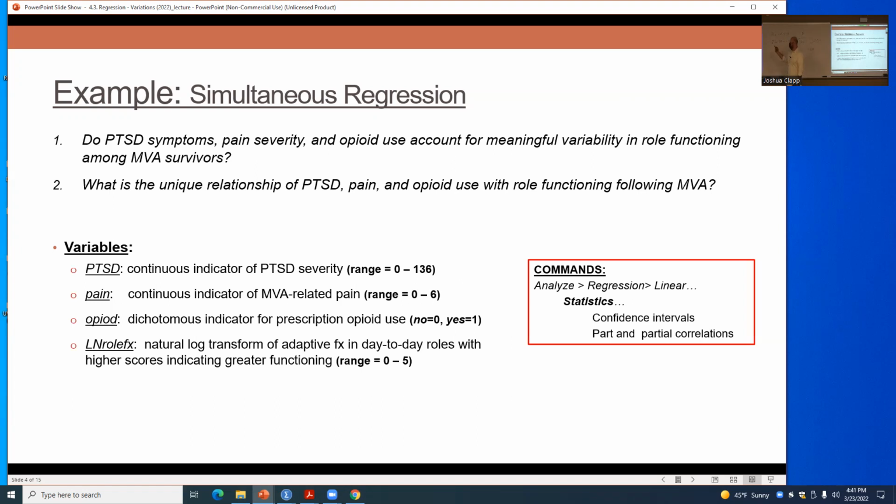Okay. So again, if we go through simultaneous regression here, a question I might ask is, do symptoms of pain, PTSD, and opiate use account for meaningful variability in role functioning in accident survivors, right? What statistic am I looking at that is going to answer this question for me?